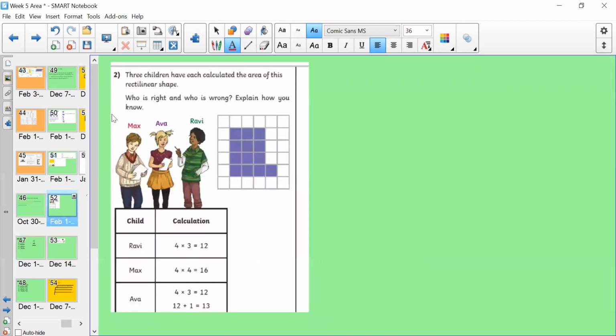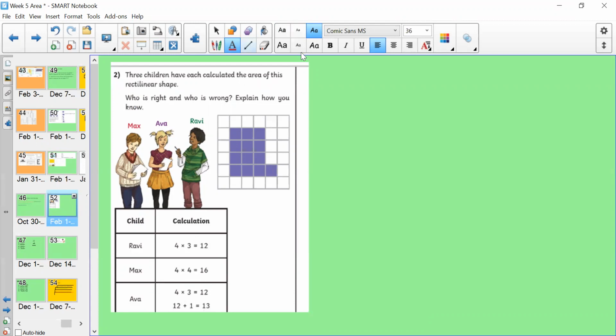Okay, then you'll have another question, which says, 3 children have calculated the area of this rectilinear shape. Who is right and who is wrong? Explain how you know. So you can see that Ravi has done it this way. He said 4 times 3 equals 12. Max thinks it's 4 times 4 equals 16. And Ava thinks it's 4 times 3 equals 12, and then 12 plus 1 equals 13. So who has done the calculation correctly?